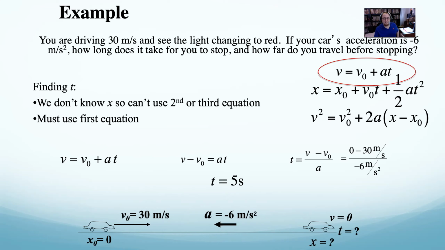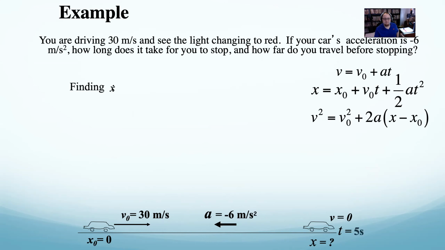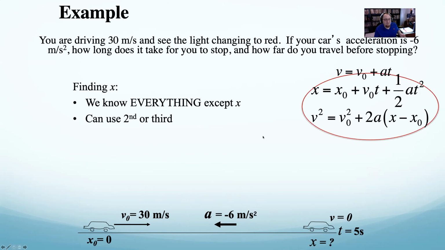Now there's a part B, and it says, what's x? If I want to find x, I do the matching game again. I can't use the top equation because the top equation has no x. But the second equation, I know everything but x. The third equation, I know everything but x. I can use either one. I get to pick.